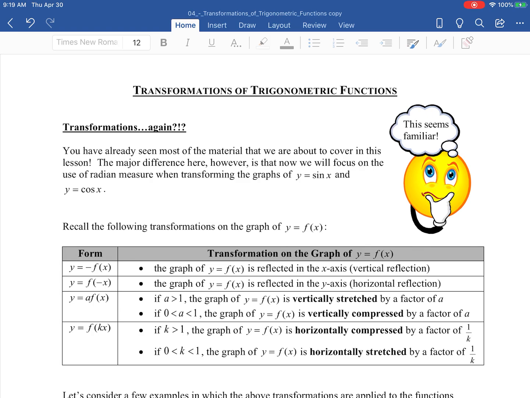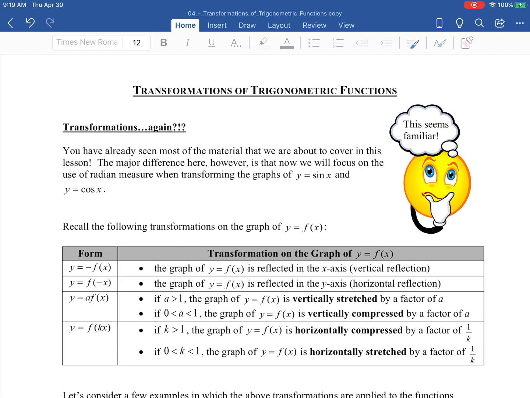So you've already seen most of the material that we're about to cover in this lesson. The major difference here is that we'll focus on the use of radian measure when transforming the graphs of y equals sine x and cos x. Recall the following transformations. A negative out front of the function will reflect the function in the x-axis. A negative inside the function will reflect it in the y-axis.